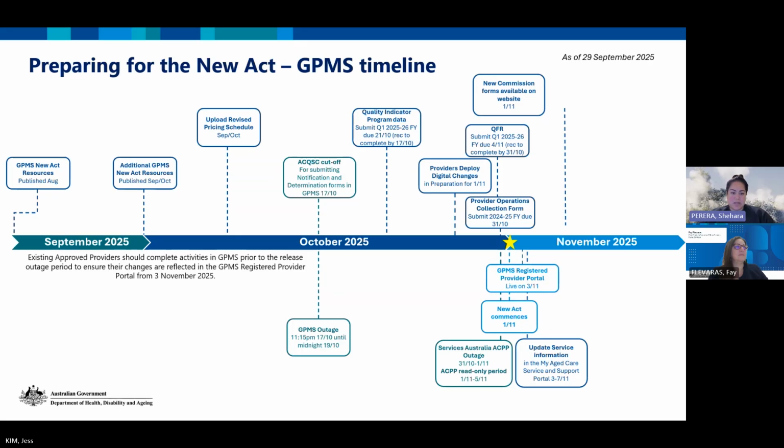The GPMS release outage is planned for 11:15 p.m. on Friday the 17th until midnight on Sunday the 19th of October, where the system will be unavailable. What this means is that during this period, providers will not be able to view or modify any information within the system. And so we're encouraging everyone to make any required changes before the outage period commences.